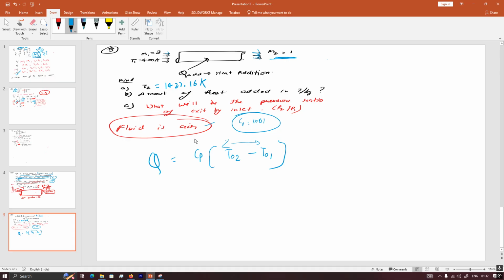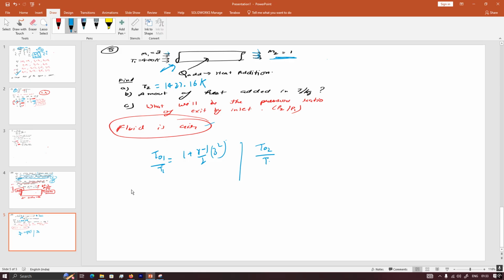Okay, what does this mean? We'll be having some total enthalpy here, so H naught 1, we can use this much part as well. First we have to calculate T naught 1. So T naught 1 by T1 will be equal to 1 plus gamma minus 1 by 2 M1 square, which is 3 square.